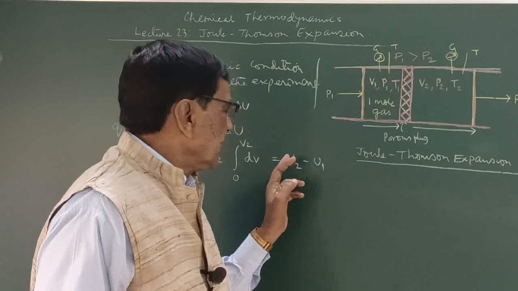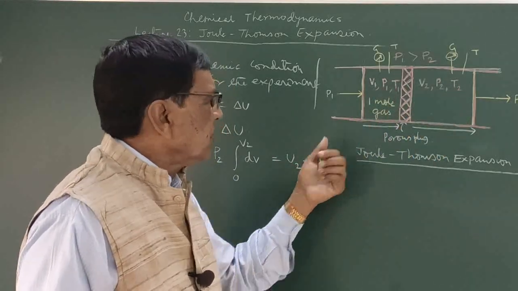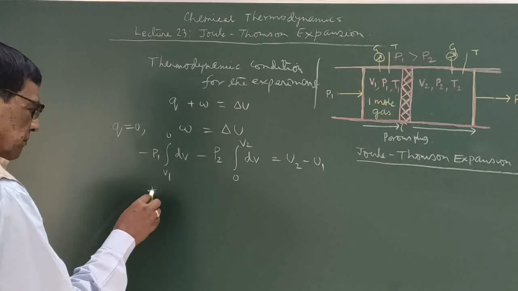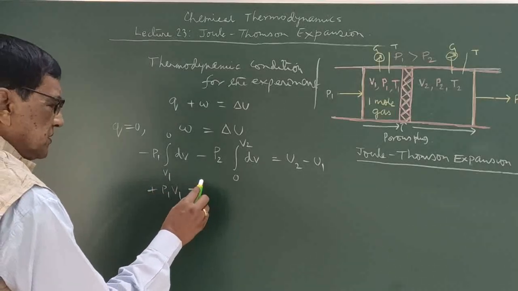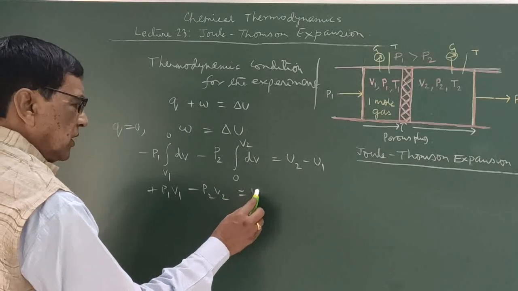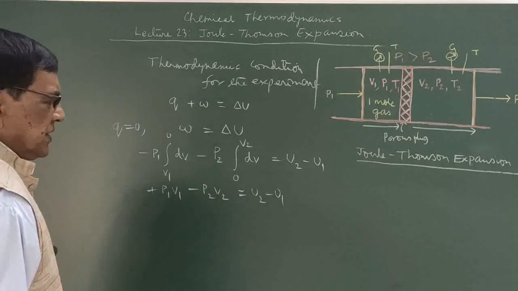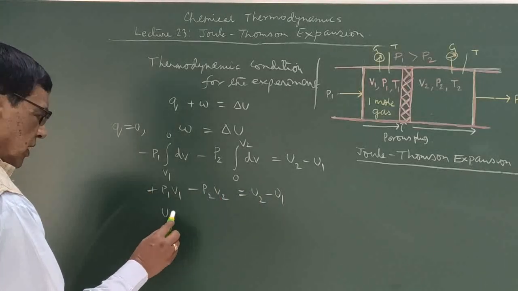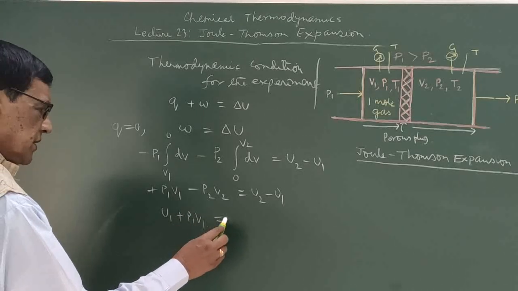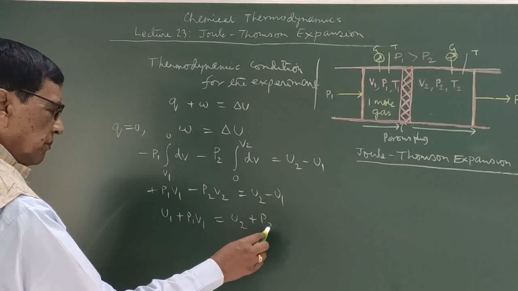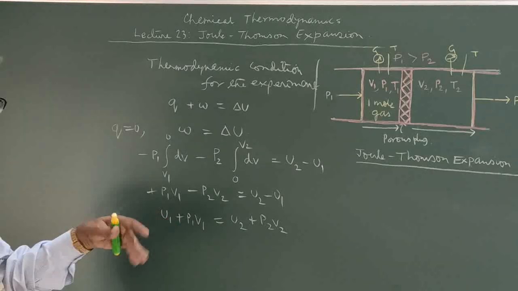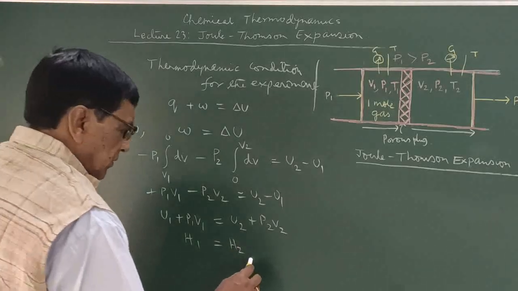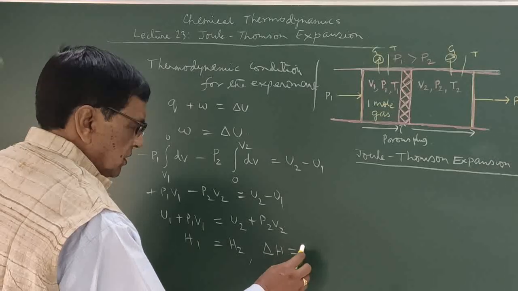U2 is the internal energy of one mole of gas after passing, and U1 is the internal energy of the gas before passing. So the left-hand side is plus P1 V1 minus P2 V2, and this equals U2 minus U1. If we change sides, then U1 plus P1 V1 is equal to U2 plus P2 V2, and we know that U plus PV equals H. So here the enthalpy H1 equals H2, or you can say del H equals 0.